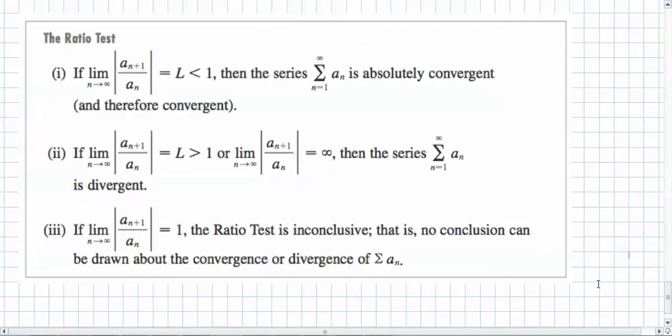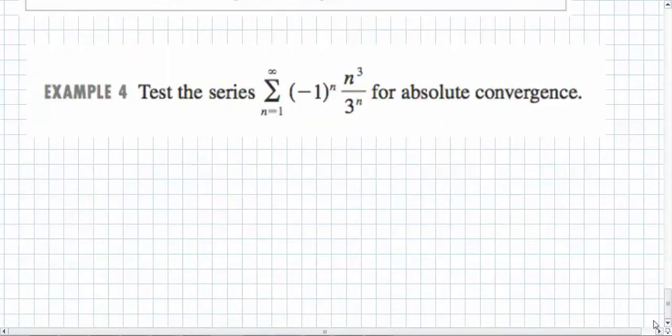Here's what it says. You're looking at the limit of the absolute value of the n plus 1th term over the nth term. If that limit is less than 1, then the series is absolutely convergent and therefore convergent. If that limit is greater than 1, or it goes to infinity, then the series is divergent. And if the ratio equals 1, then it's inconclusive. So you're doing a limit of the n plus 1th term over the nth term and seeing what happens. This essentially involves lots of algebra. That's it. It kills that flipping around -1, right?